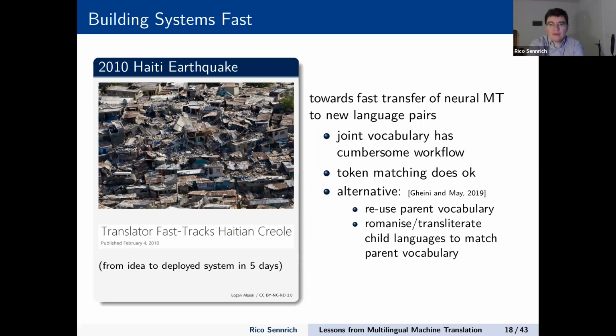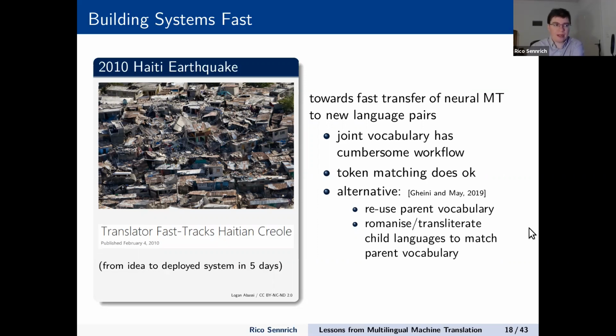So if you want to do this for neural machine translation, having this joint vocabulary leads to this canvas of workflow where you first need to define your vocabulary and then first retrain the parent model. It's not very elegant. You could do token matching here, which is faster and that's okay.